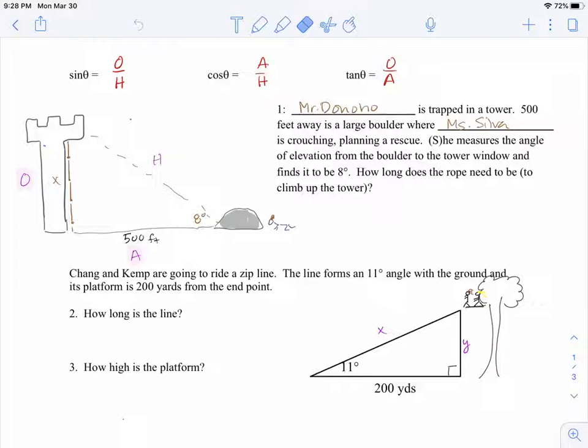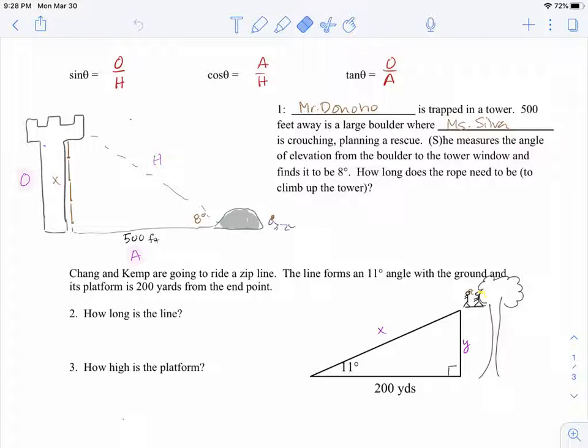In case you were absent from class or were having technical difficulties, here's the example we did 6th period. We filled in sine, cosine, and tangent so we can use this information. And we drew this lovely tower, and here's the story. Mr. Donahoe is trapped in a tower.